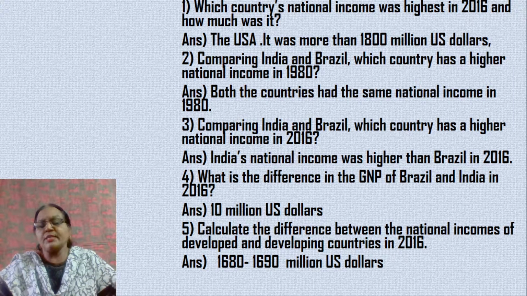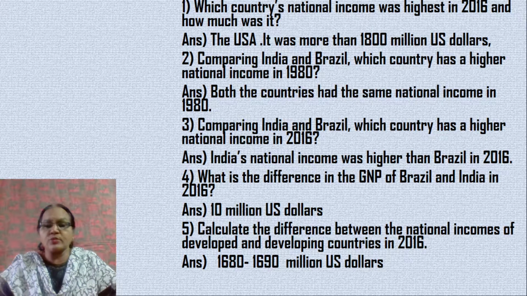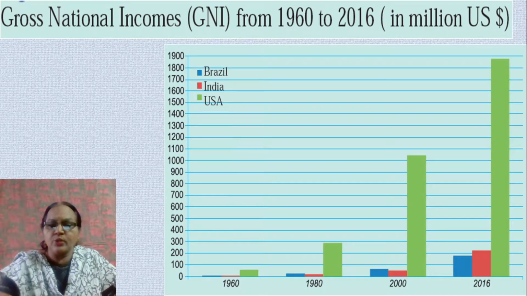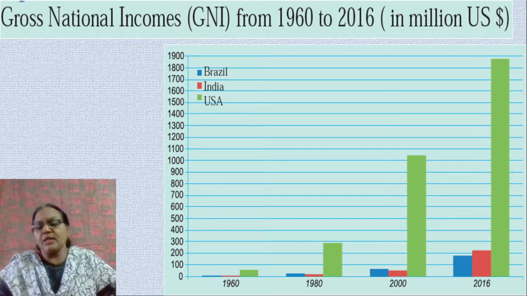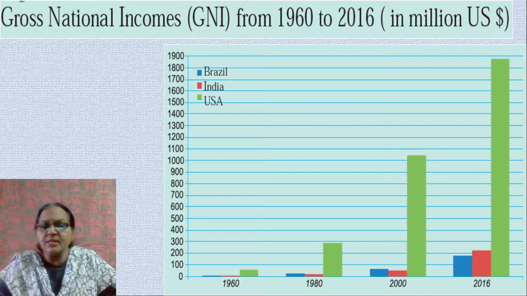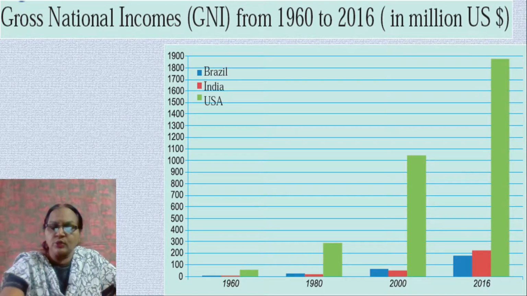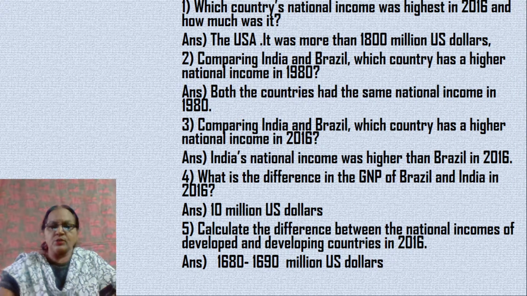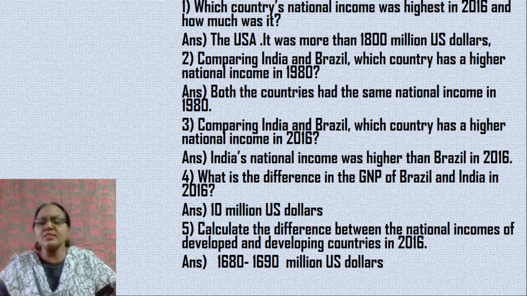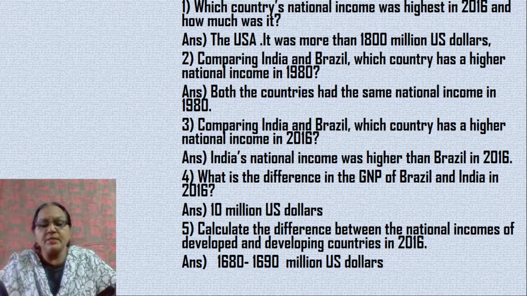What's the difference in the GNP of Brazil and India in 2016? Look at the graph here in 2016. You'll find that there is a difference of 10 million US dollars. So the difference in the GNP of Brazil and India is roughly around 10 million US dollars.